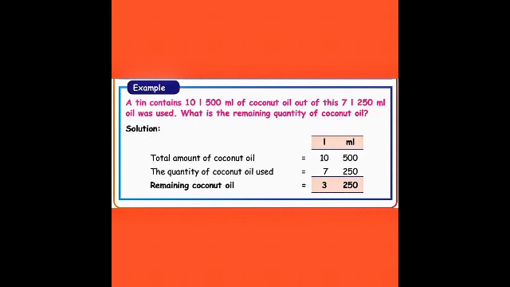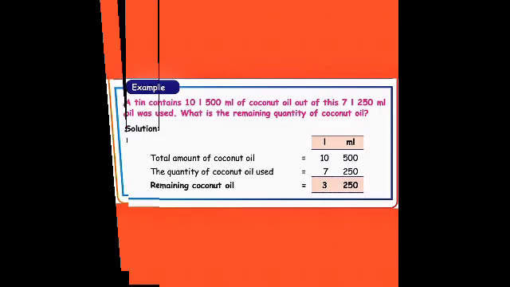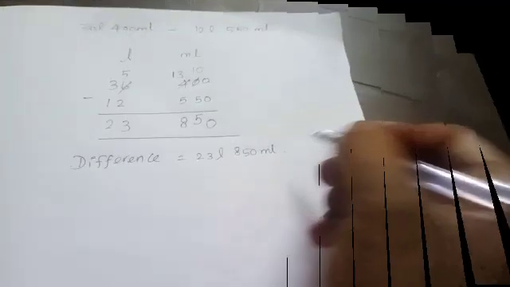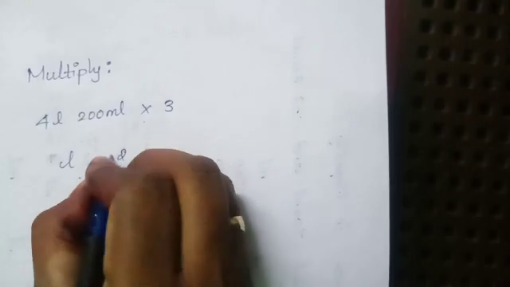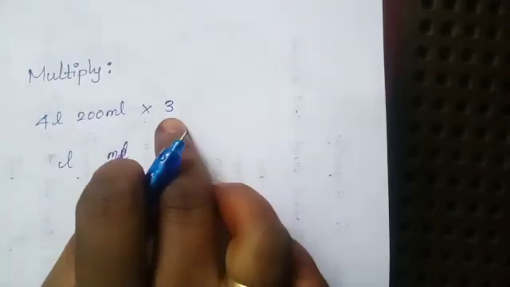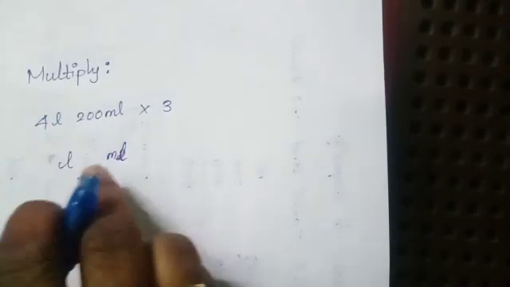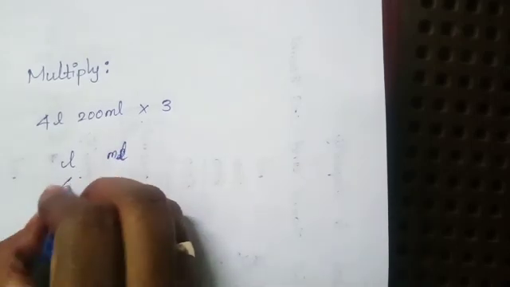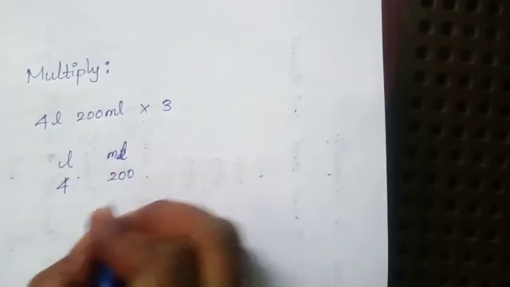Let's move on to the next sum. Multiplication. Multiply 4 liter 200 ml multiplied by 3. First we want to write the units, liter, milliliter. 4 liter 200 milliliter multiplied by 3.